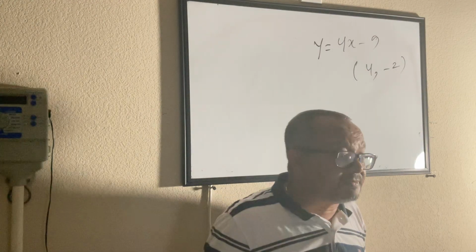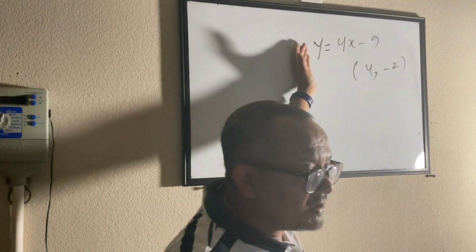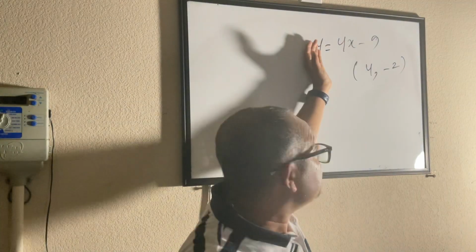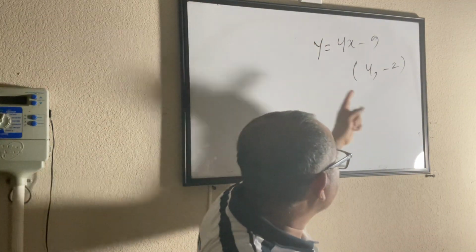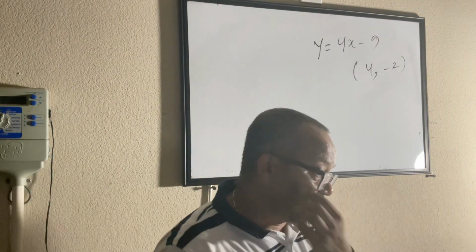And this is a very legitimate problem that you will come across. Say you have a line y equal to 4x minus 9. Find out the equation of the line that is perpendicular to this line and passes through the point (4, -2). What will be your approach?